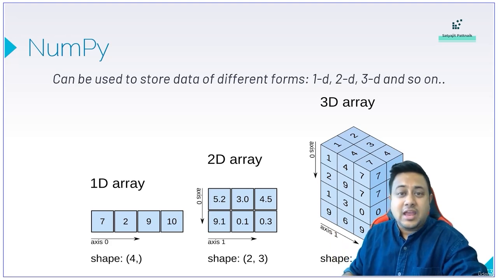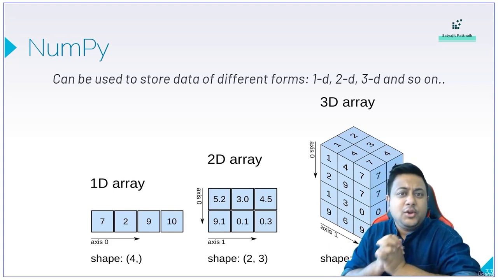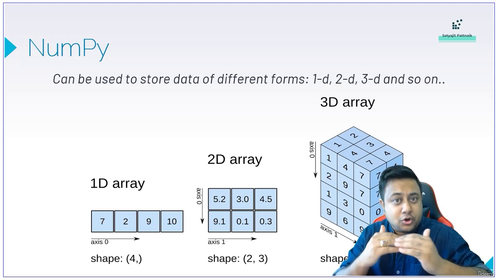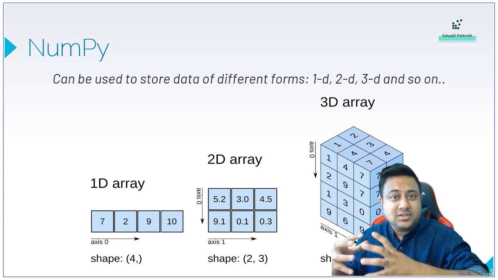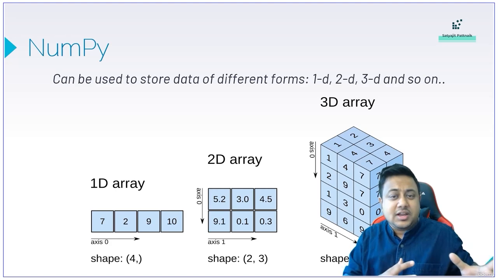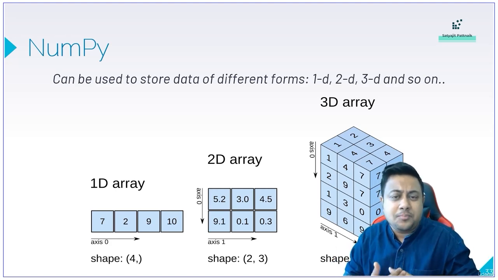Well, NumPy can be used to store data of different forms. It could be one dimensional, two dimensional, or n dimensional. But the question is, why do we use NumPy? Because traditionally speaking, we already have gone through various for loop conditions. We know what is list comprehension, we know what is map functions. Now these kind of things can also deal with numerical variables. Why do we use NumPy?